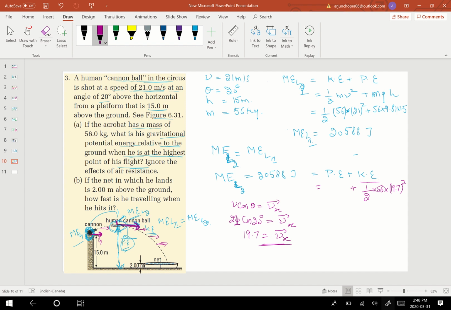So 19.7 squared times 56 times 0.5, this value comes out to be 10866.5. And this is potential energy equal to potential energy. Let me make some space here. I'm gonna erase this.